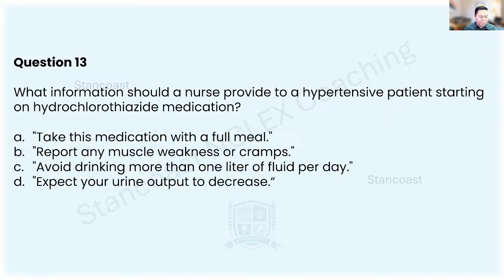I'm glad that you're learning today, Loner Ali. The question stated, what information should a nurse provide to a hypertensive patient starting on hydrochlorothiazide medication? We always refer to this as HCTZ, hydrochlorothiazide. So what would be that instruction? Is it A, take this medication with a full meal, or B, report any muscle weakness or cramps, or C, avoid drinking more than 1 liter of fluid per day, or D, expect urine output to decrease? Thank you for answering letter B today. That is the correct answer.